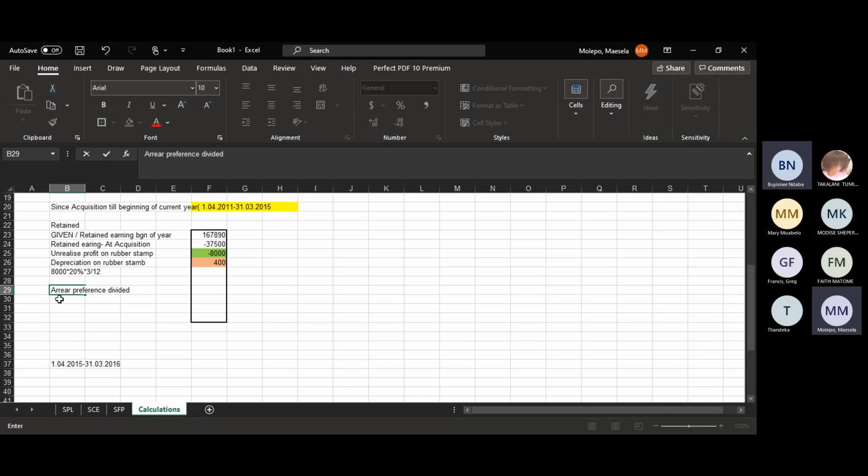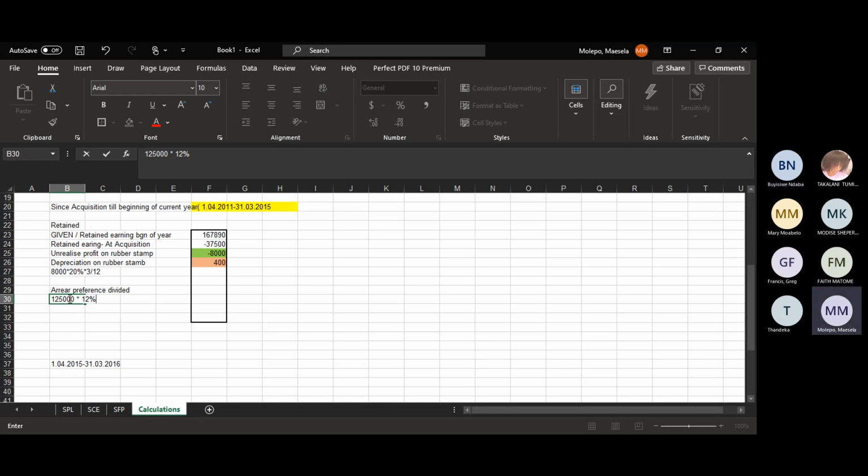So our preference dividend will be calculated by how much preference were issued. We go back to the pre-adjustment. On the pre-adjustment, it tells us that they've got 12% cumulative preference shares, which were issued by Hadebe at 125,000. So we say 125 multiplied by the 12%. Remember, we are using the value, not the number. In case of the number, they were issued only 700.